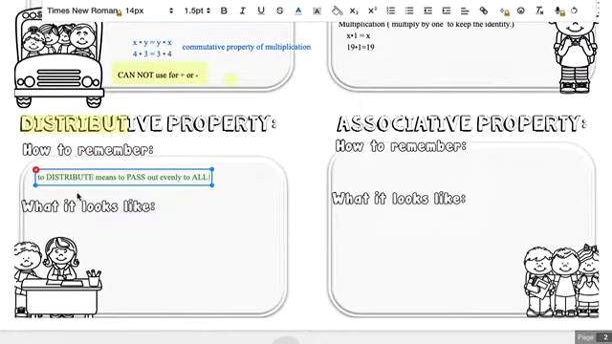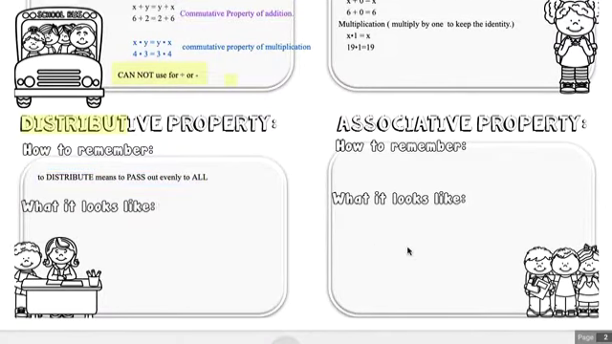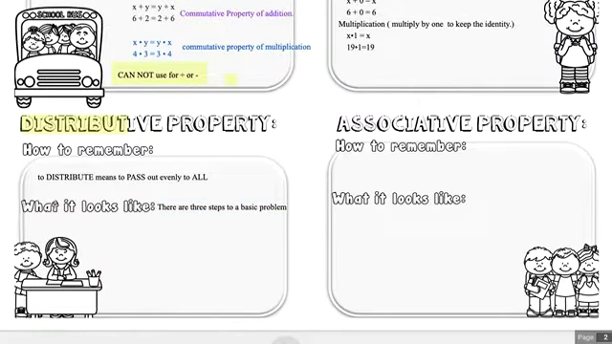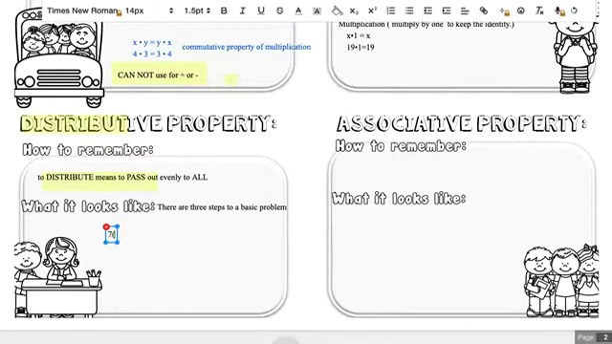So what it looks like in math, and this is a hard one, is there are 3 steps to a basic distribution problem. And I'm going to highlight what our key idea is or how we're going to remember this. So now, what distributive property means, and you should have seen this when you were in elementary school, is I might have something like this: 7 times x minus 3.